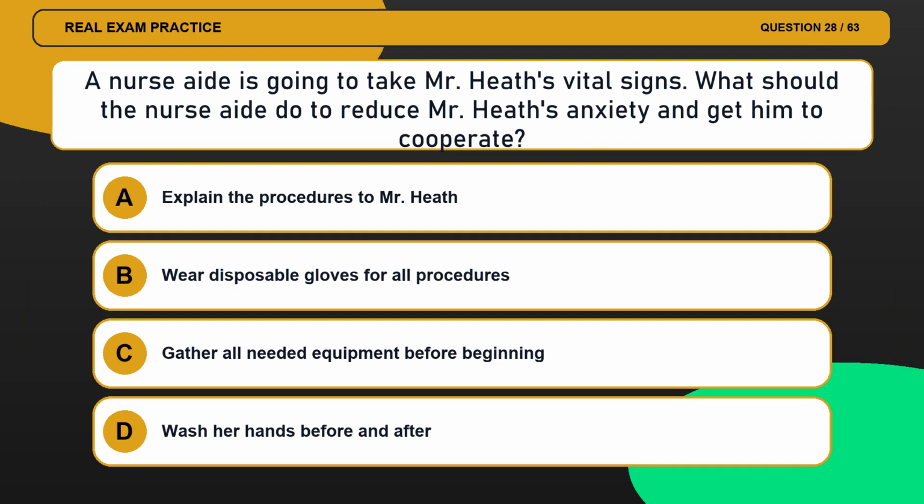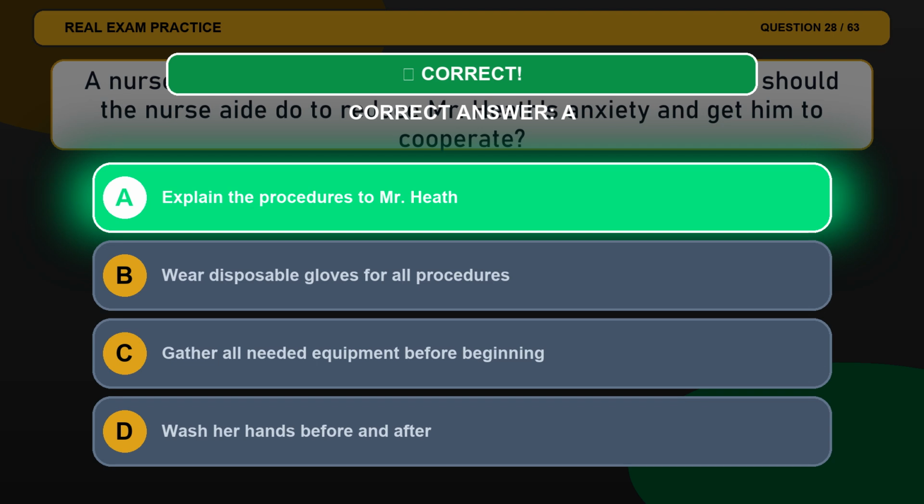Question 28. A nurse aide is going to take Mr. Heath's vital signs. What should the nurse aide do to reduce Mr. Heath's anxiety and get him to cooperate? Option A, explain the procedures to Mr. Heath. Option B, wear disposable gloves for all procedures. Option C, gather all needed equipment before beginning. Option D, wash your hands before and after. The correct answer is Option A, explain the procedures to Mr. Heath.